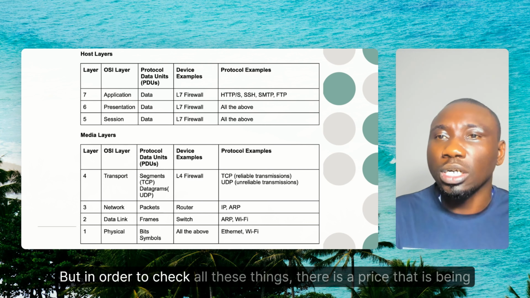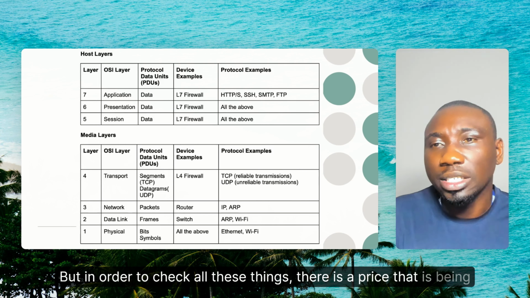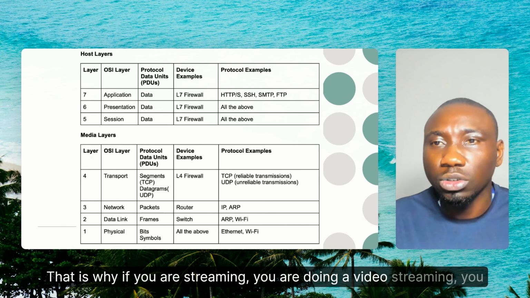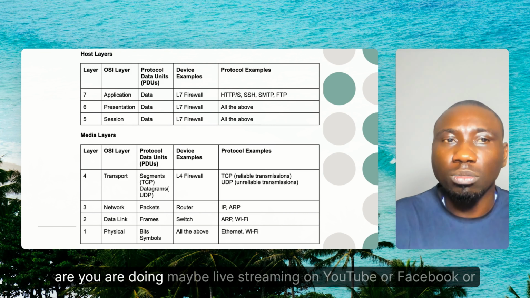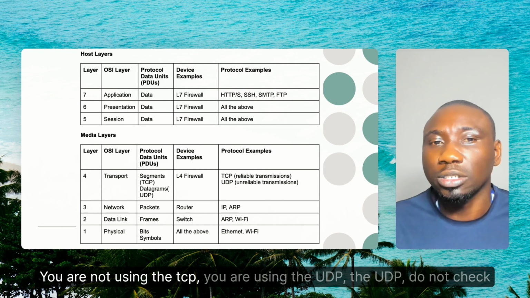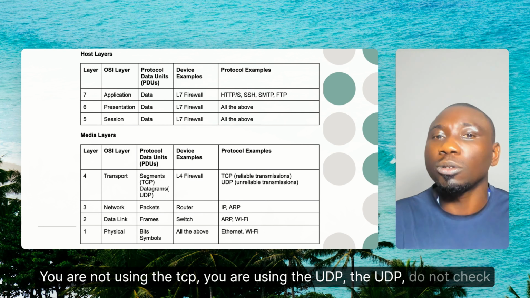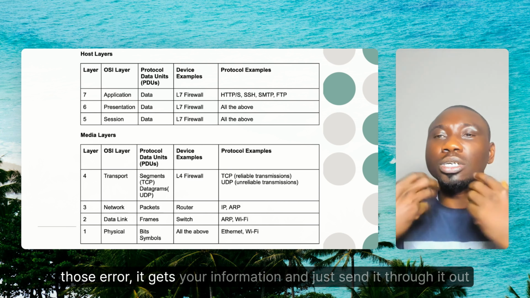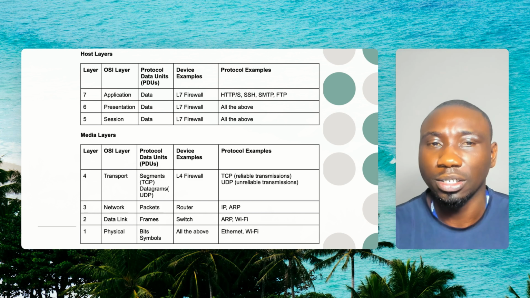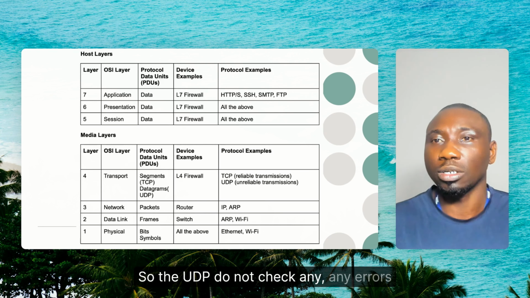But in order to check all these things, there is a price that is being paid. The price is speed. That is why if you are video streaming, maybe live streaming on YouTube or Facebook or whatever, you are not using TCP, you are using UDP. UDP does not check those errors. It gets your information and just sends it out there, like cache it there if you can. So UDP does not check any errors.